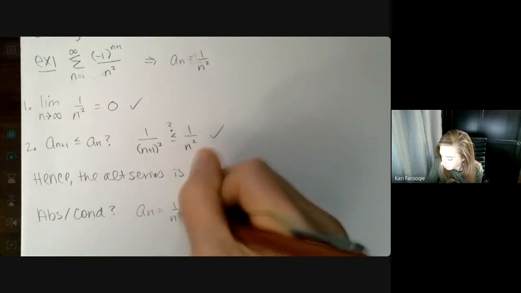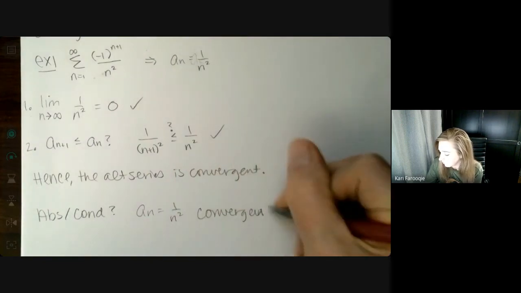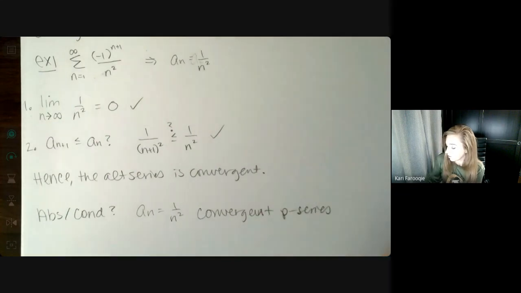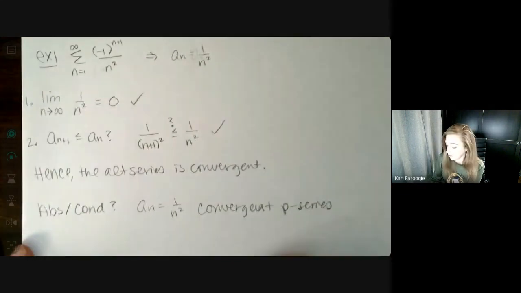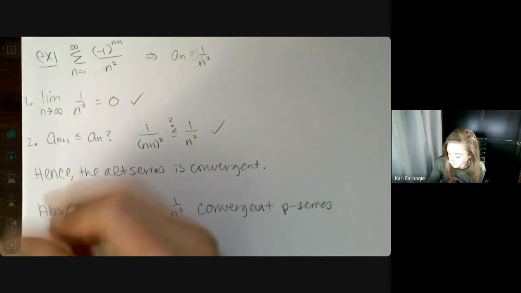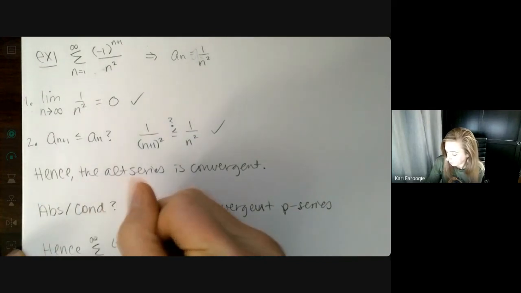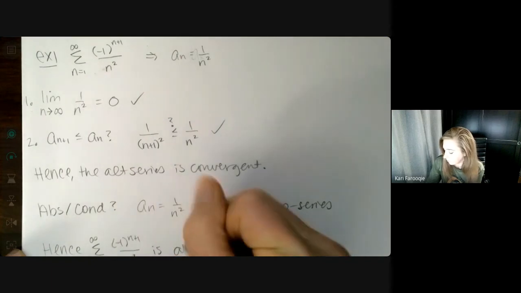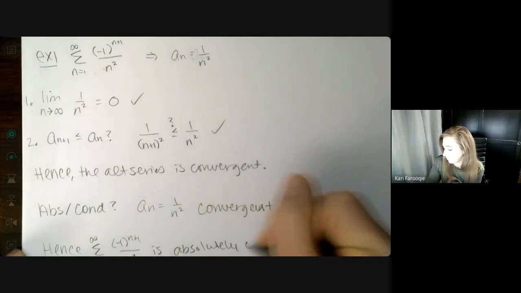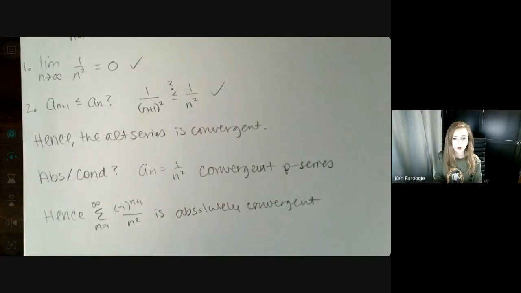So what I'm going to do is look at this series. A sub n is 1 over n squared. This is a convergent p-series. So since I know this is a convergent p-series, I know that this series is going to converge regardless of whether it alternates. So I would say that our series is absolutely convergent, because it's going to converge regardless of whether those terms alternate.